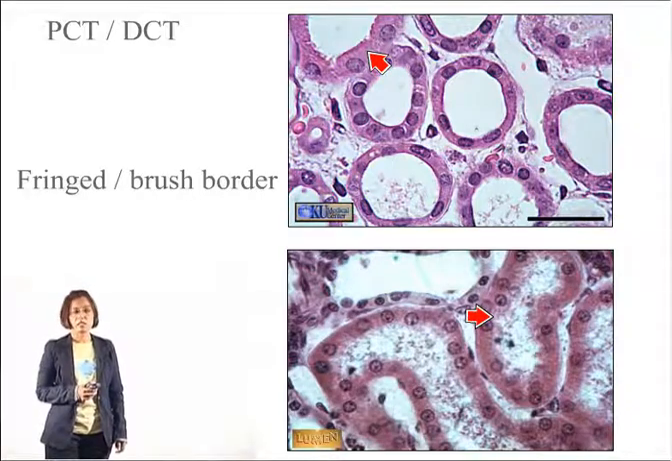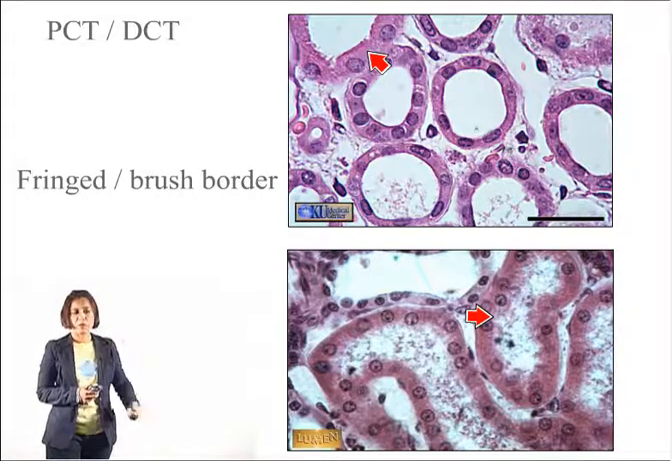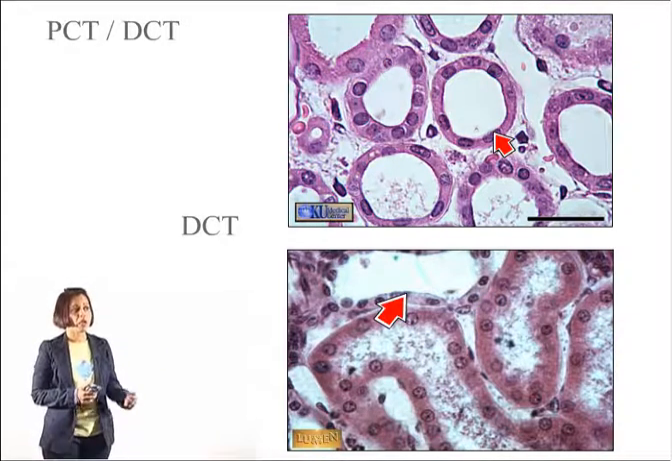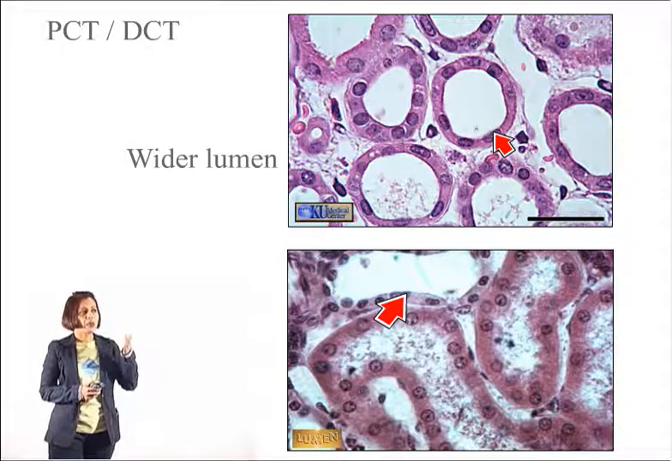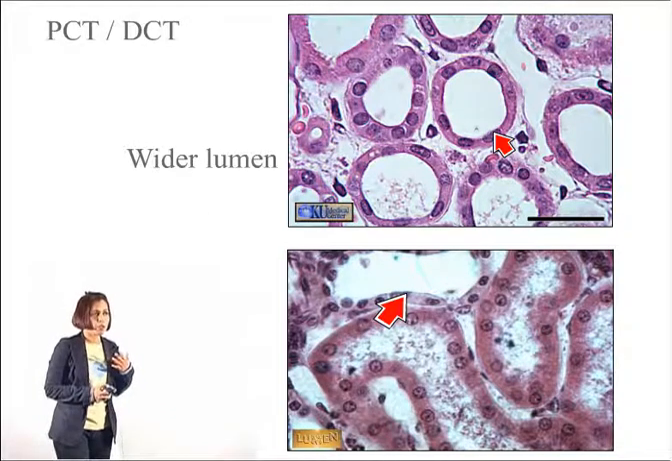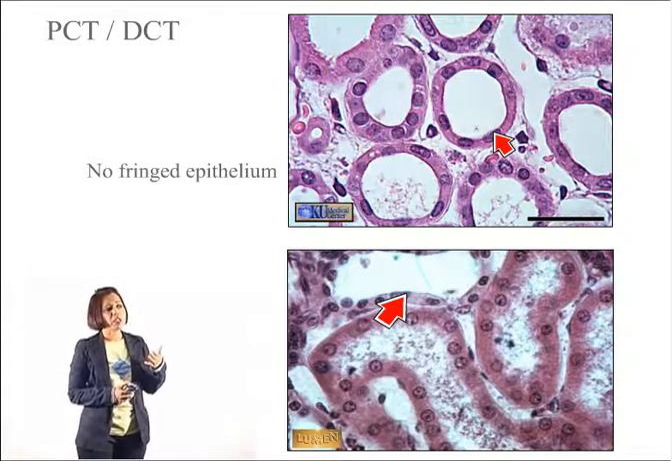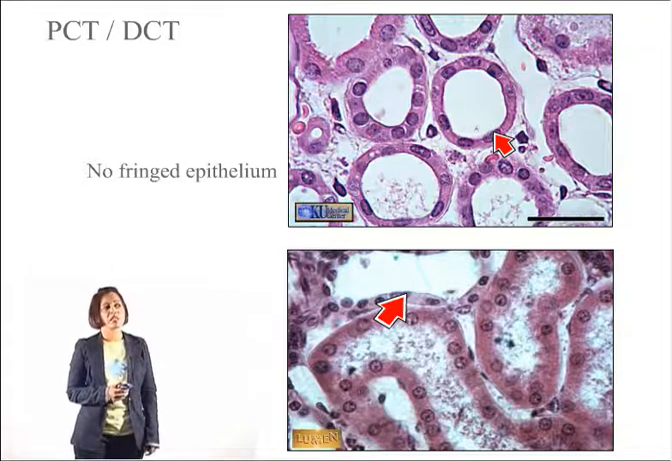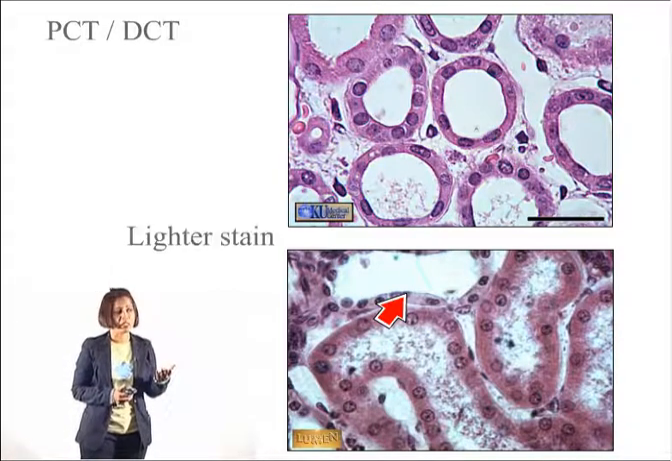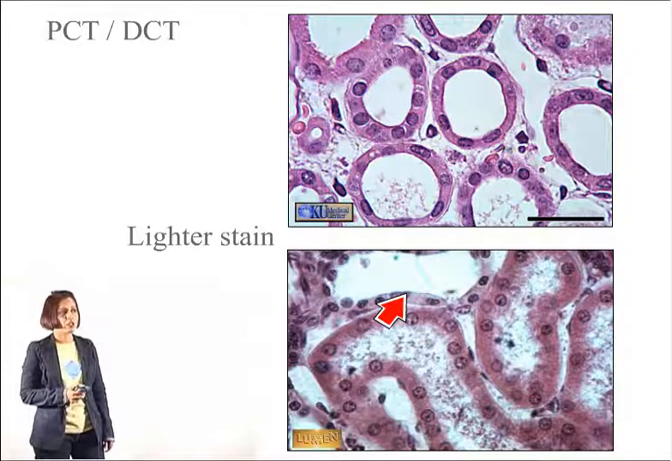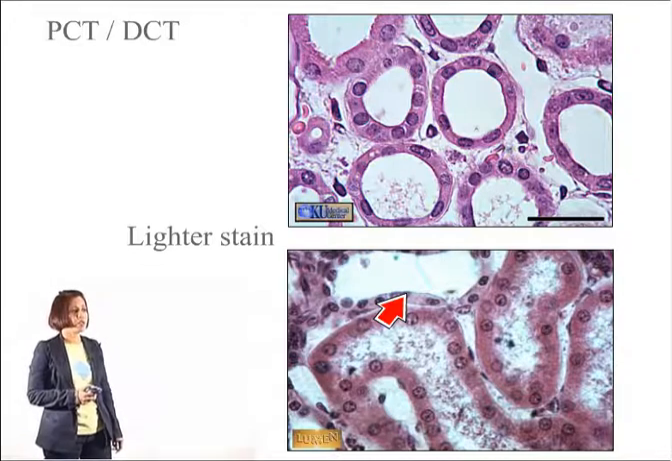Notice how darkly they stain, notice how the epithelium is fringed, and compare this to the distal convoluted tubule, where you can see a wider lumen. The epithelium is not as tall, it's simple cuboidal epithelium, and there's none of that fringed appearance. In the lower picture, which is very typical, you can see that it's lighter stained. So this is a feature of the distal convoluted tubule, along with the larger lumen, as I mentioned earlier.